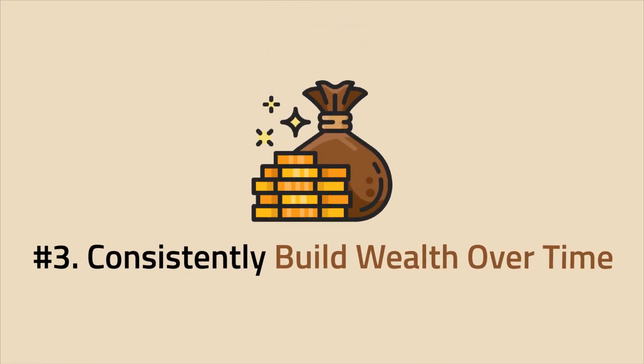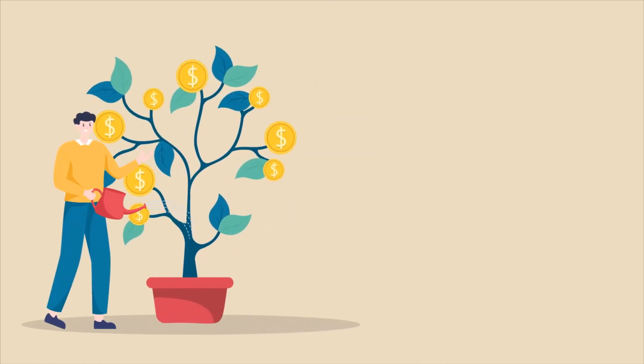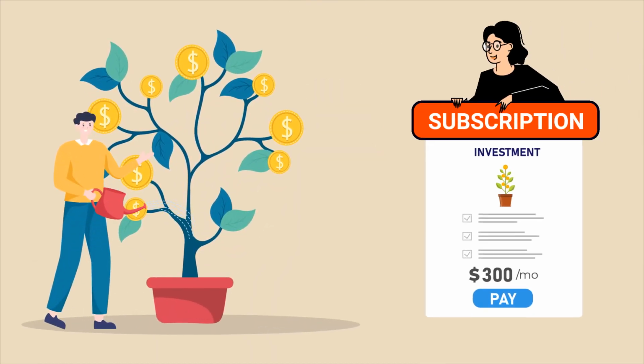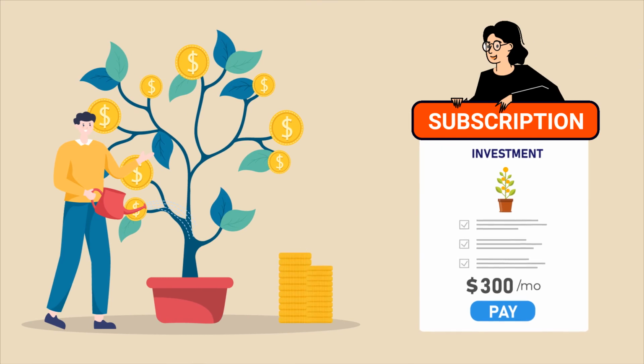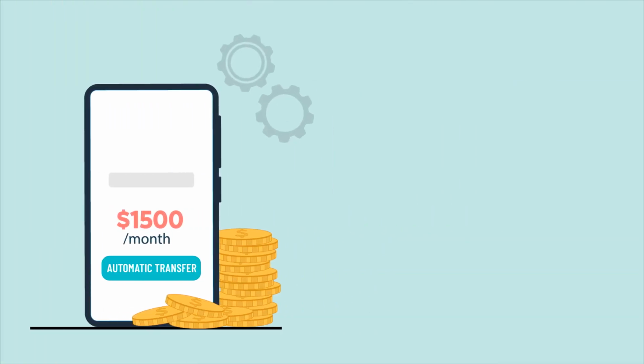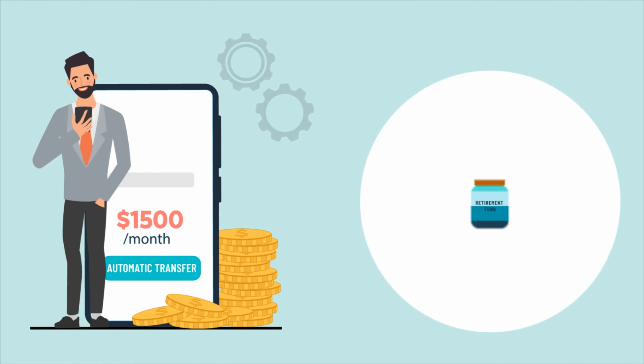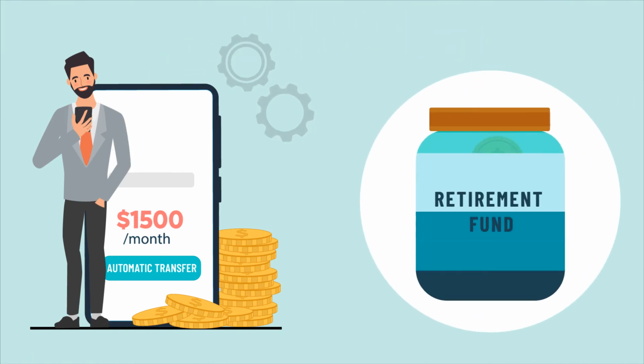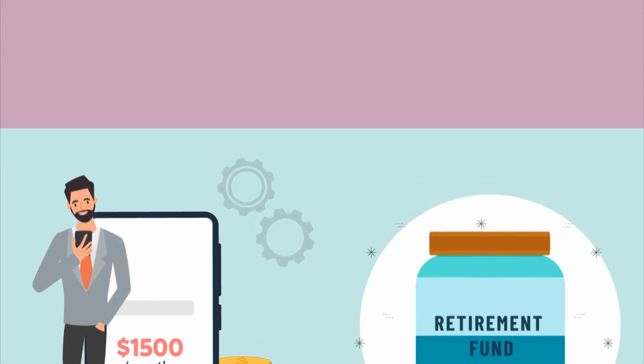3. Consistently build wealth over time. Successful investing is a long-term process. By treating your investments like a subscription, you'll consistently build wealth over time, setting the stage for a strong financial foundation in the future. Treating investments like a subscription works so well that many employers adopt this model with automatic retirement contribution plans, where your contributions are deducted from your paycheck and put to work in the market automatically.